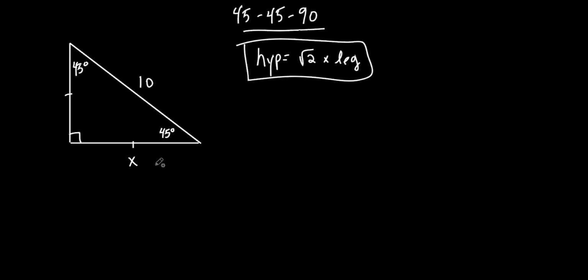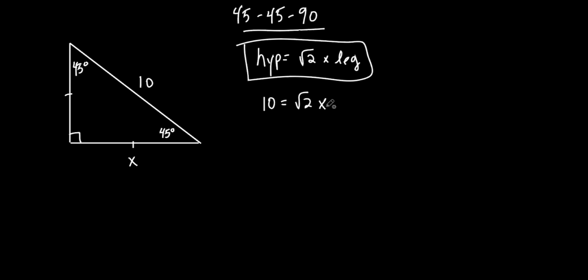Well, the math is the same as what we just did before, or the algebra, I should say. So you put it in this formula. What's the hypotenuse? It's 10. So we put a 10 right there. Equals what? Square root of 2 times one of the legs. What's my leg? It's x. So I put an x. It's the same math that we did before, except the answer is going to look a little different.